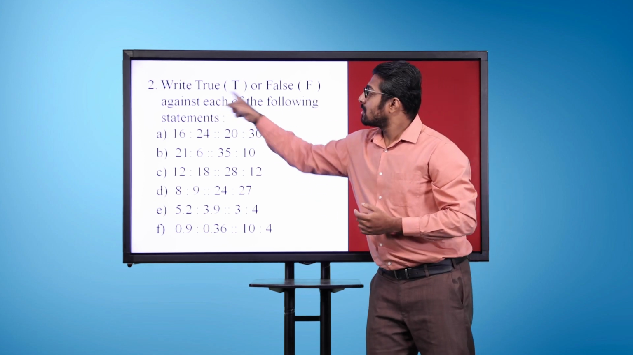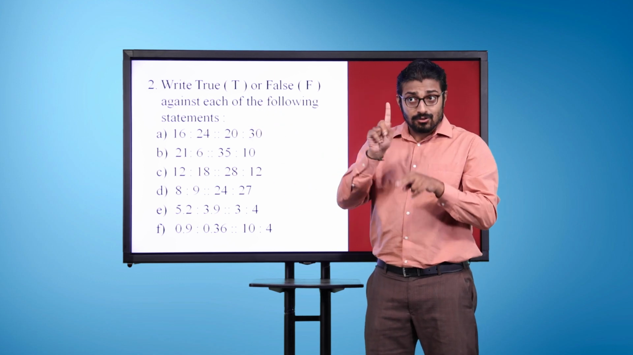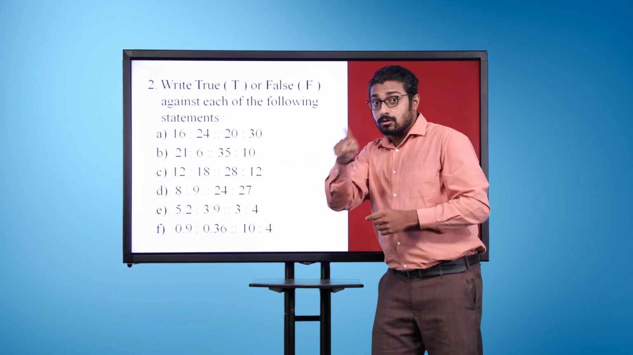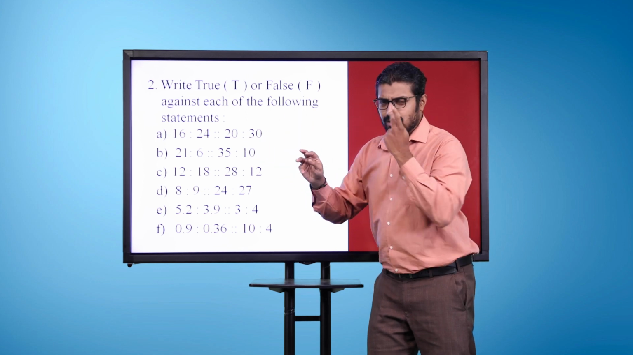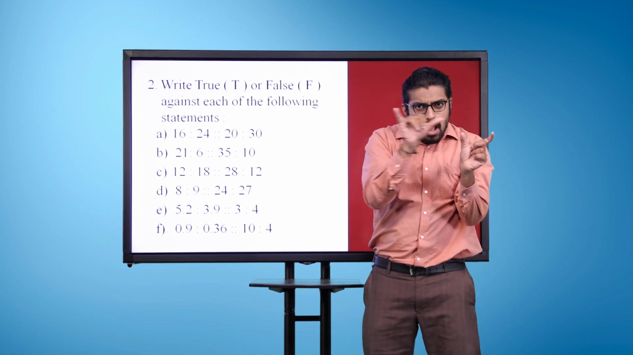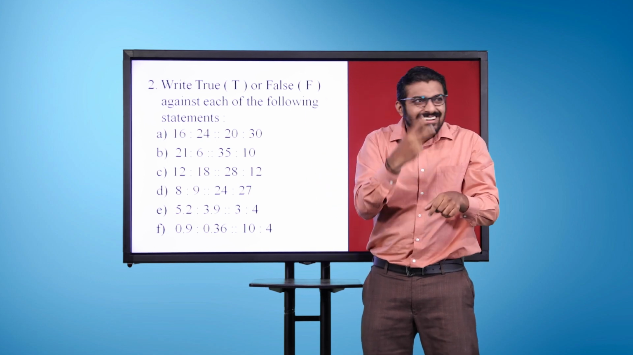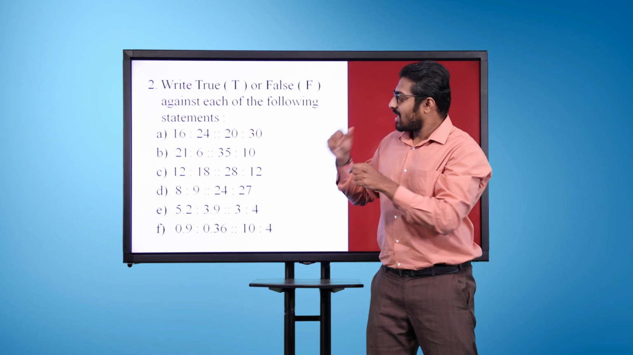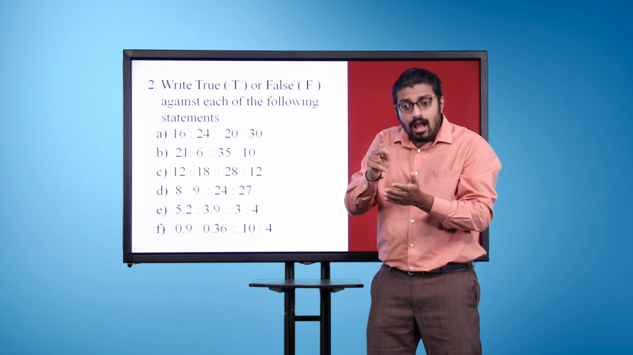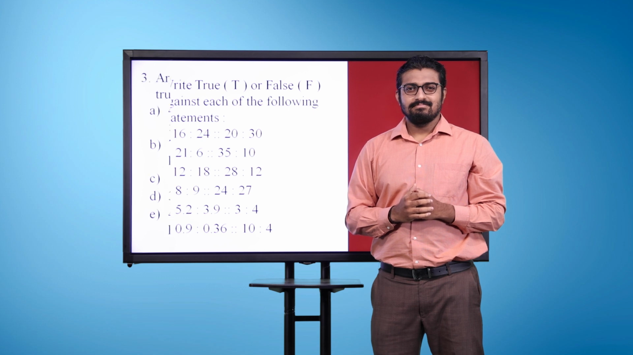2. Write true T or false F against each of the following statements. A. 16:24 as 20:30. B. 21:6 as 35:10. C. 12:18 as 28:12. D. 8:9 as 24:27. E. 5.2 to 3.9 as 3:4. F. 0.9 to 0.36 as 10:4.